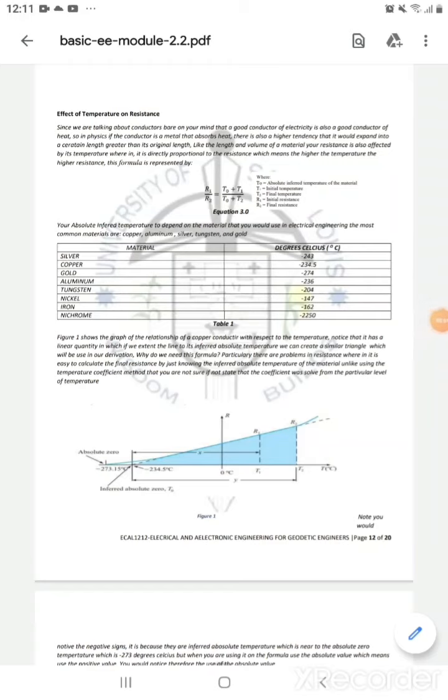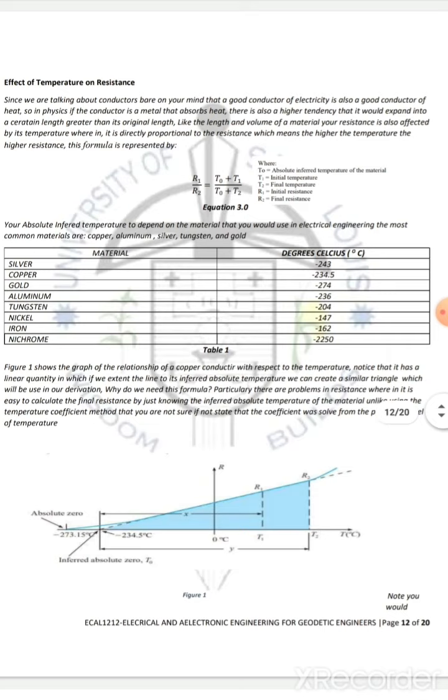So let's now discuss the effect of temperature on resistance. Since we're talking about conductors, bear in mind that a good conductor of electricity is also a good conductor of heat. Therefore, this formula will relate your resistance with temperature.